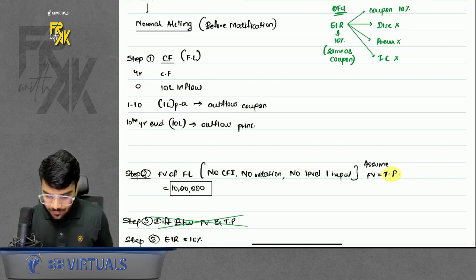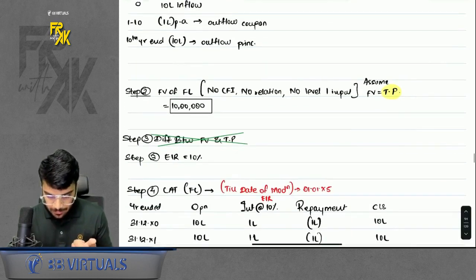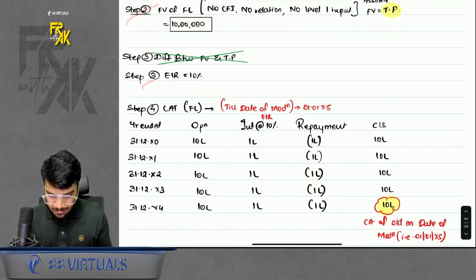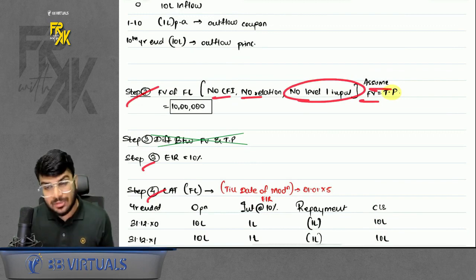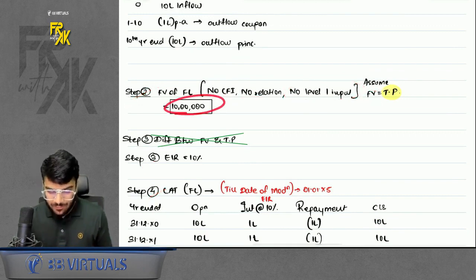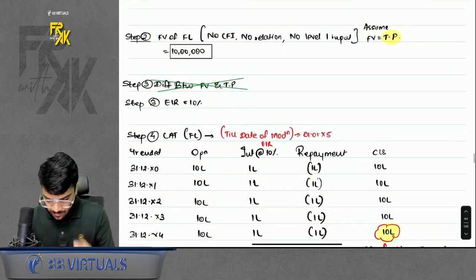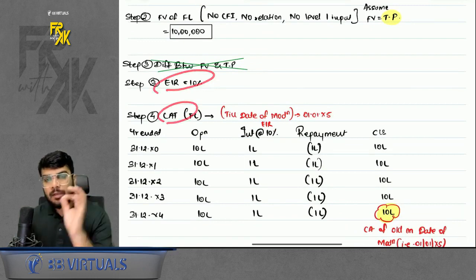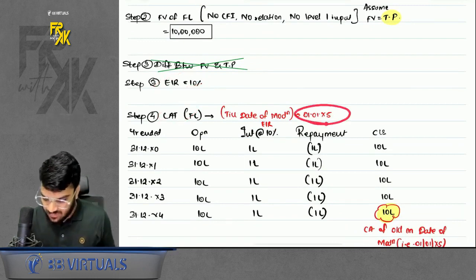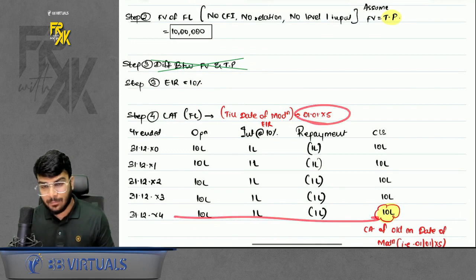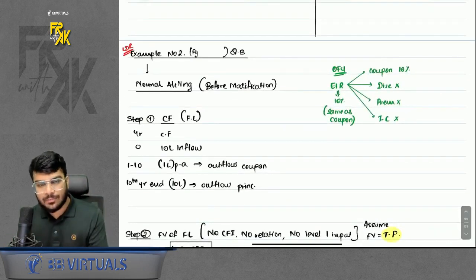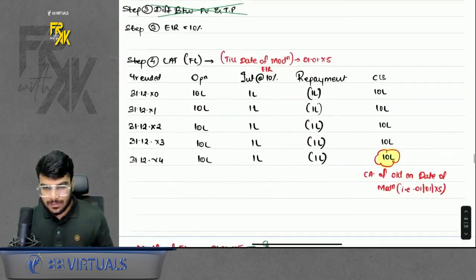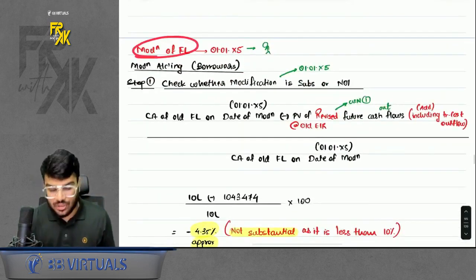So how do we do it? First do the normal accounting. What are the normal steps? Step number 1, cash flows. Step number 2, fair value. Step number 3, EIR. Step number 4, LAT. In this question, there is no CFI, no relation, no level 1 input, so you can assume the fair value to be the same as face value or transaction price. You will prepare the LAT only up to 5 years. Why? Because this is the date when the modification is happening. Prepare the LAT, stop here. So in modification types of question, first do the normal accounting. Done, sir. Then we will jump to the modification accounting.